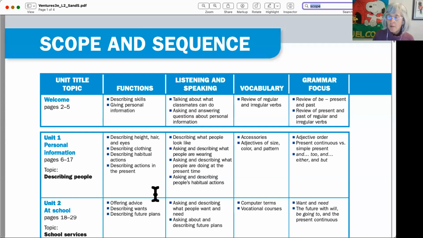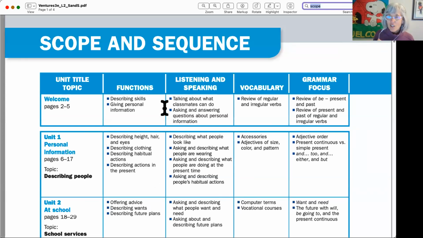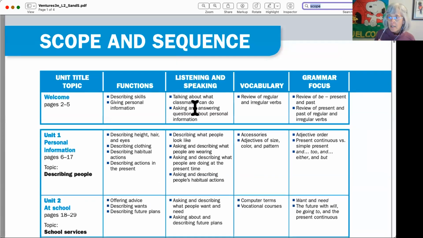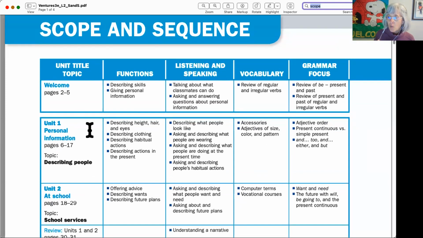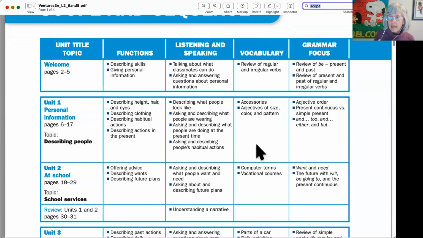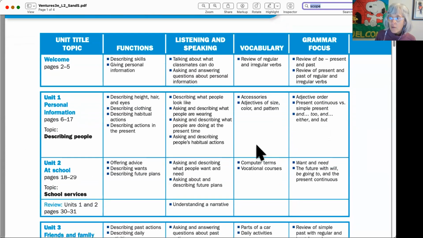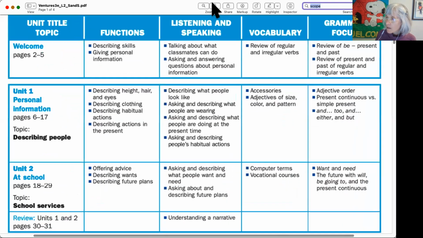Every book worth its salt has a scope and sequence in the front, and it tells you what the unit's about and what's covered in each unit. So here we have the grammar focus, vocabulary focus, and like I said, even if your student never sees the book. Let's see if I can make this bigger here.